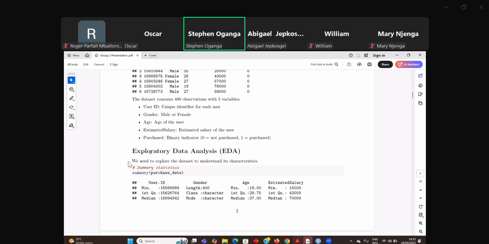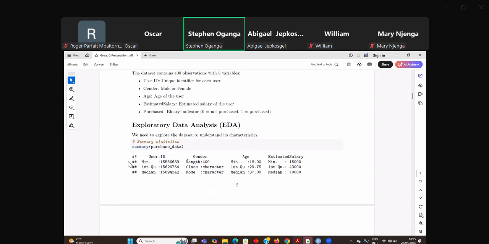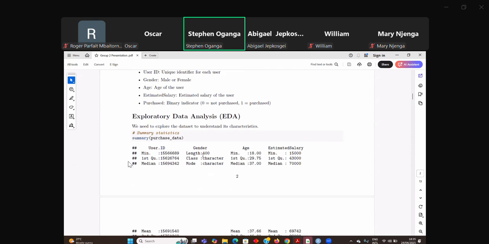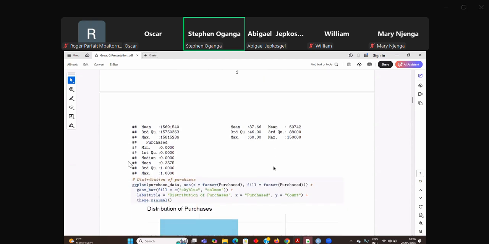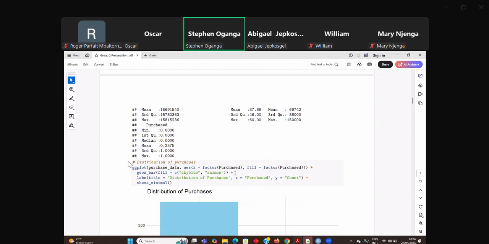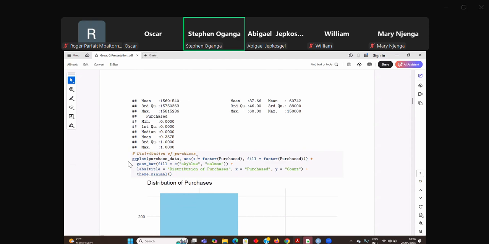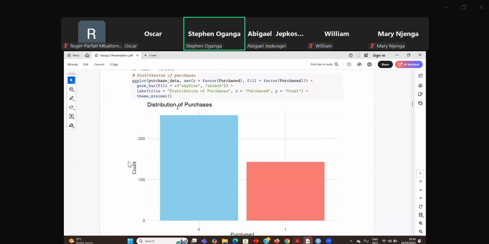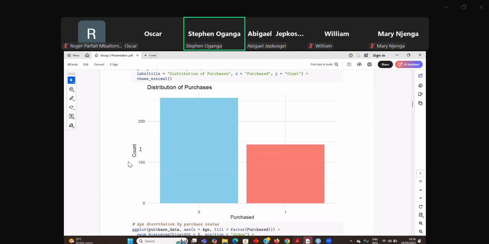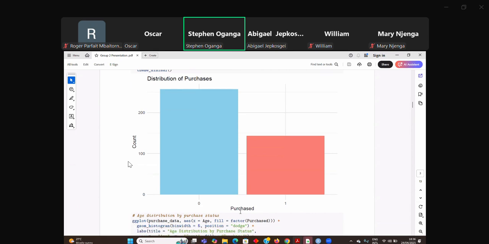And after that, we went straight ahead to do the exploratory data analysis. And these were the outcomes that came out from that. And I think it's clearly shown. And then we did a visualization. And this is the distribution of purchases. We used ggplot. And this shows the distribution of purchases. So the count is on the y-axis, and the x-axis is the purchases. And 0 is for those who didn't purchase, and 1 is for those who purchased.